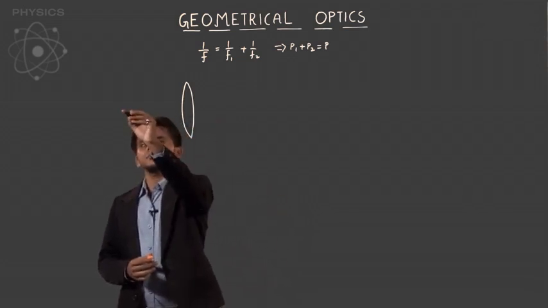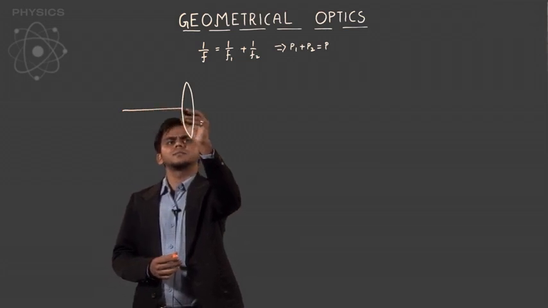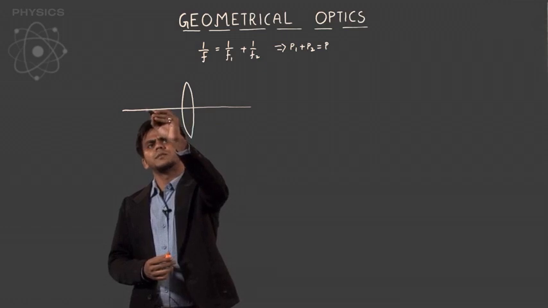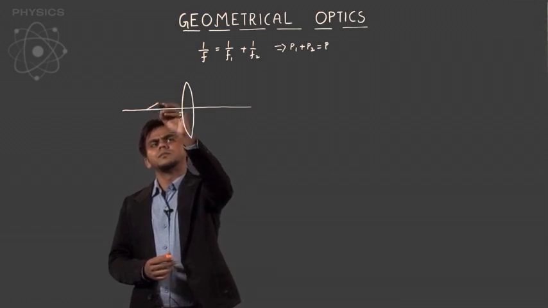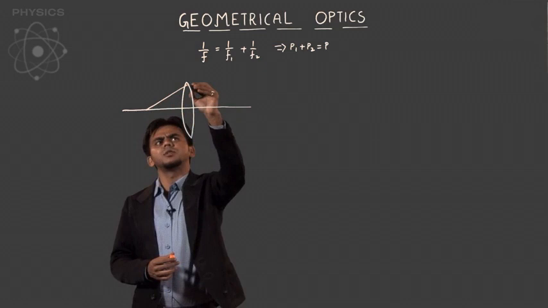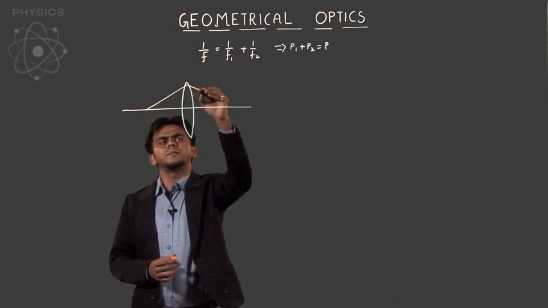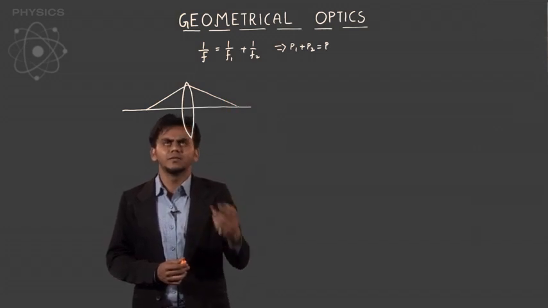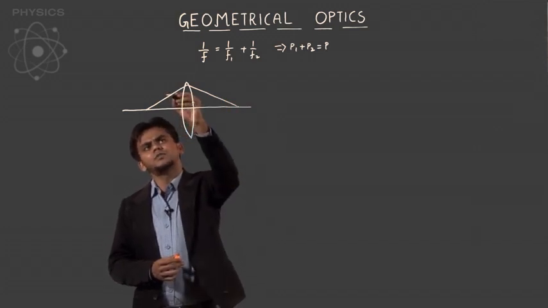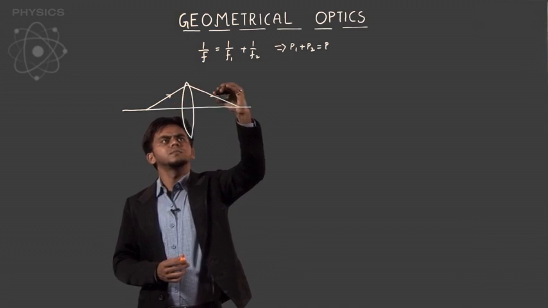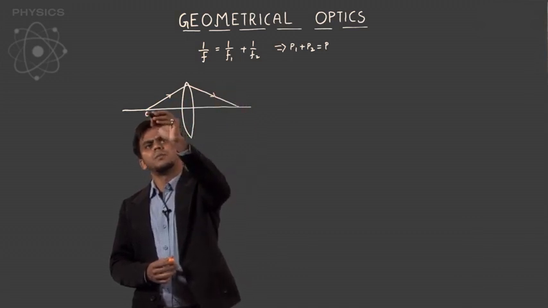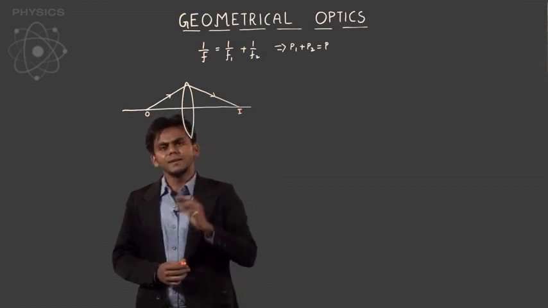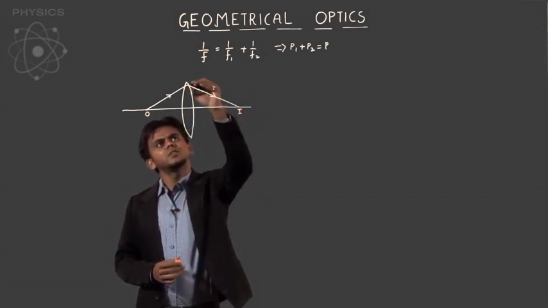Now, this is the principal axis. An object kept over here would produce some kind of an image here, because I have taken the assumption of a converging lens. I have a real image formation. This is your O, this is your I. Now over here, the ray was actually headed towards this direction.